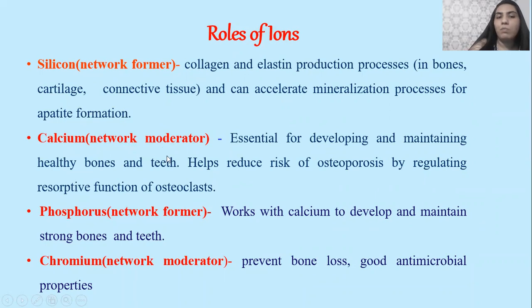Calcium is a network moderator, and we all know that it is present in our bones and teeth, and also reduces the risk of osteoporosis. And what is the role of phosphorus? It is a network former, works with the calcium to develop and maintain strong bones and teeth. Chromium is also a network moderator and prevents bone loss and has good antimicrobial properties.